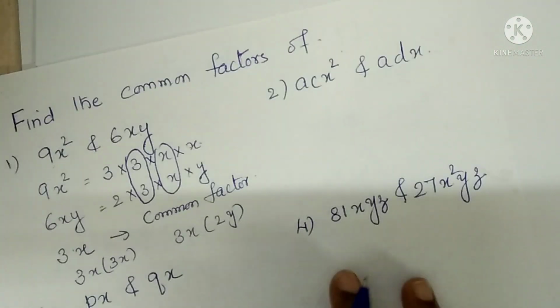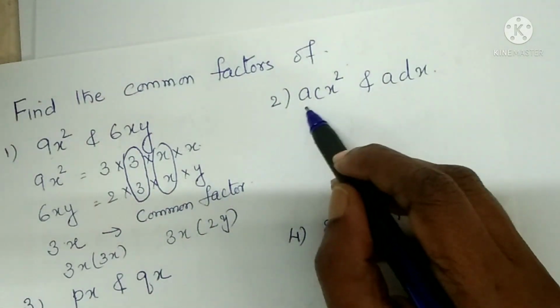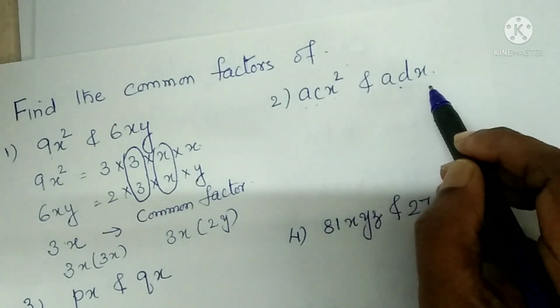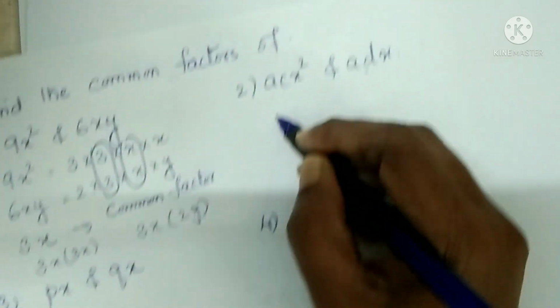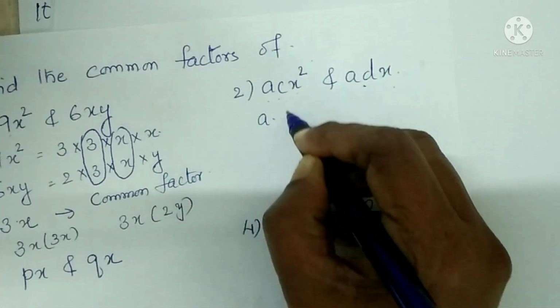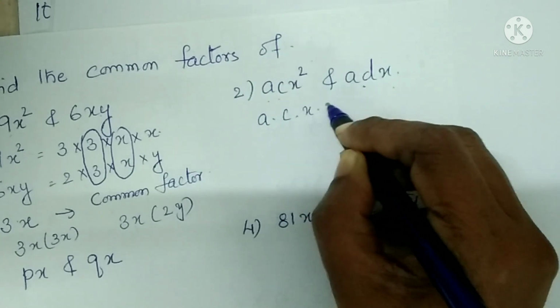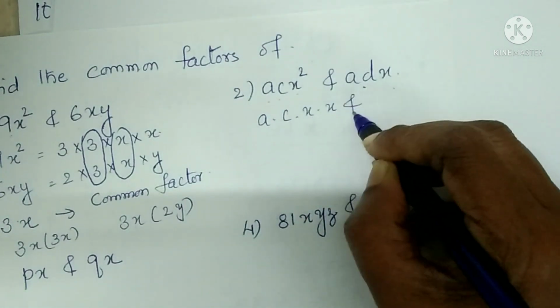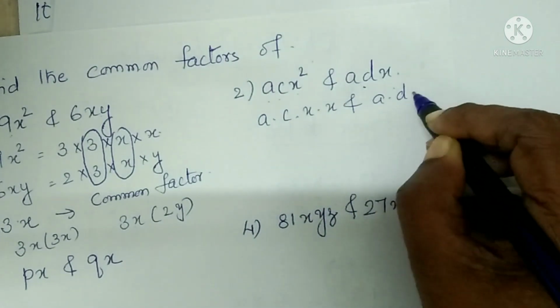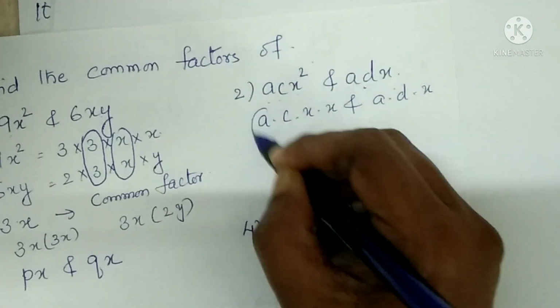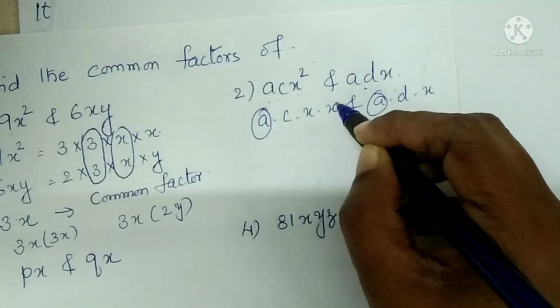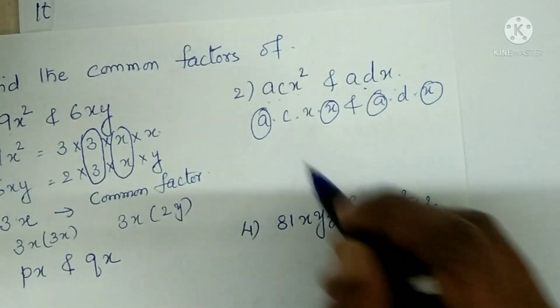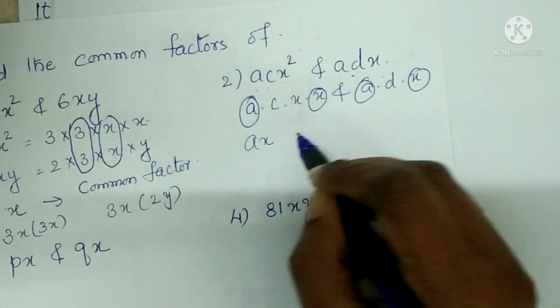Okay. Similarly, here you have acx square and adx. So, a and c can be any number. So, a into c into x into x, and here you have a into d into x. So, what is the common factor? A here, here also a, x here, here also x. So, ax is the common factor.